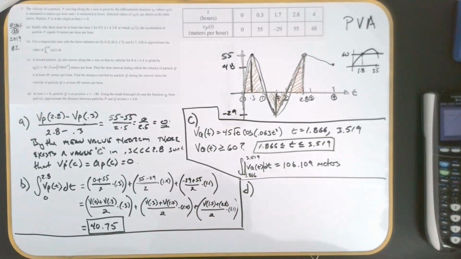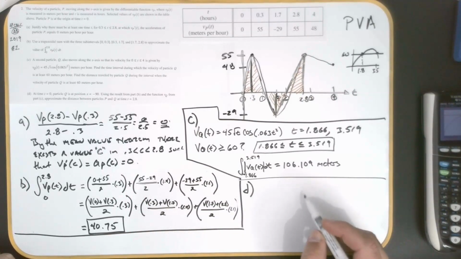Part D says, at time t equals 0, particle Q is at position x equals -90. Use the result from part B and the function v sub q from part C to approximate the distance between the two particles at 2.8 seconds. Okay, I'm going to just draw a little sketch here, just so you get a feel for what's going on.